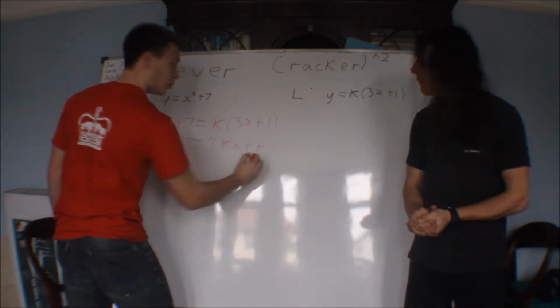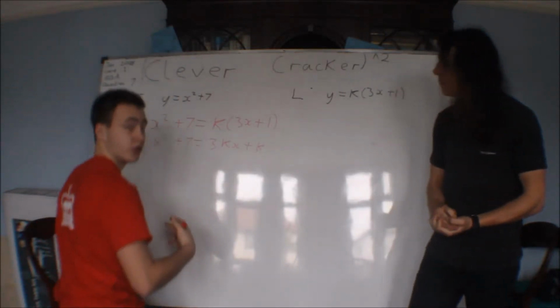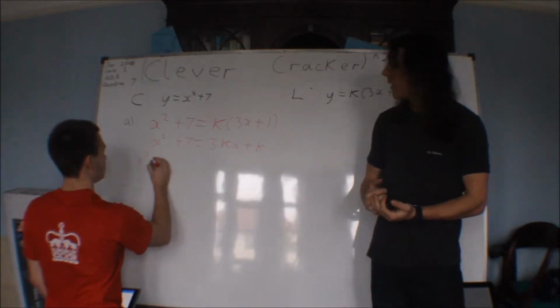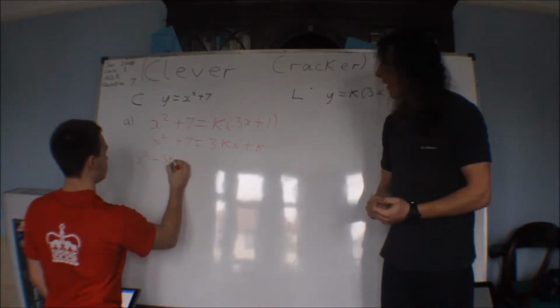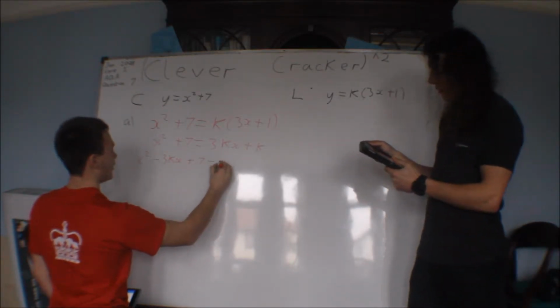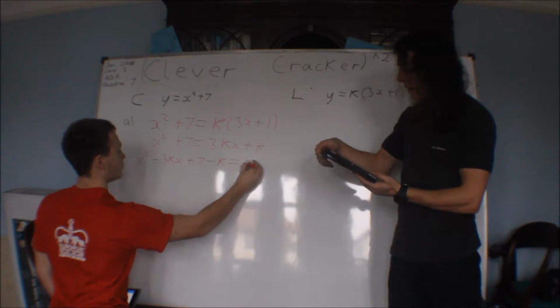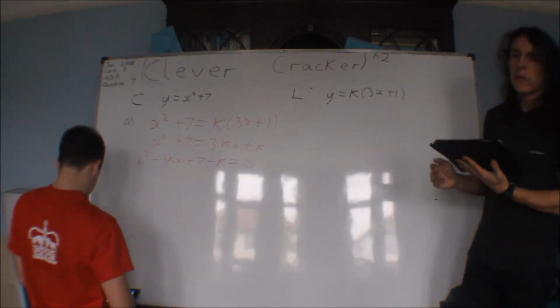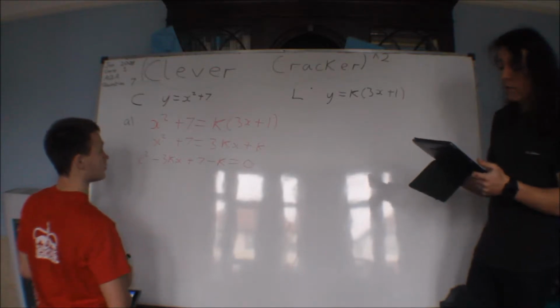Then you take it all over to one side. I'll take it over here. You want a positive x squared. I think that's always best. So you'd have x squared minus 3kx, minus k, sorry, plus 7. And is that what they got? Plus 7 minus k. They were in that order, but yes it is. So that's part A. You just have to understand what they're really asking you to do, and then it's quite straightforward.